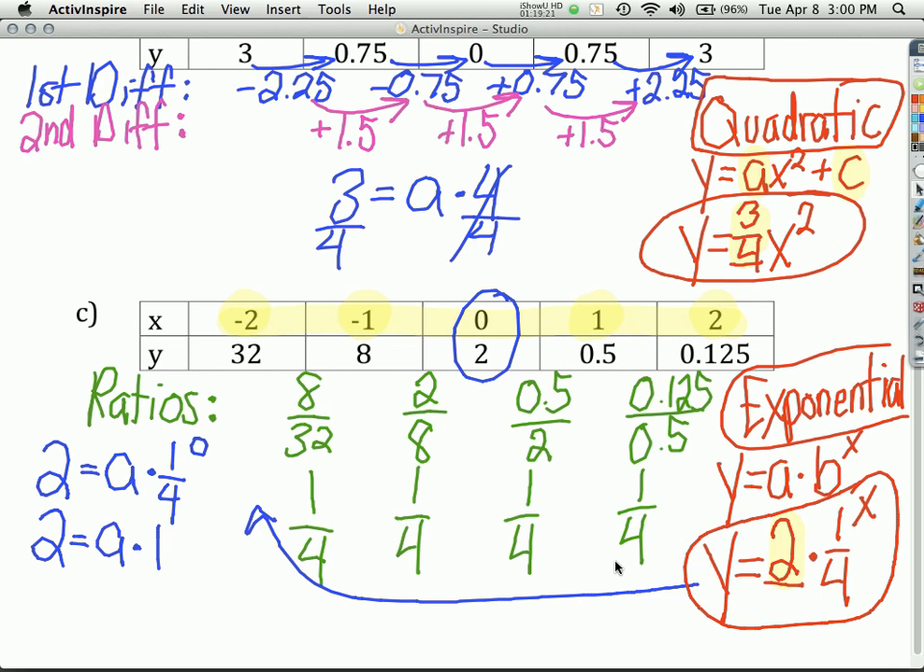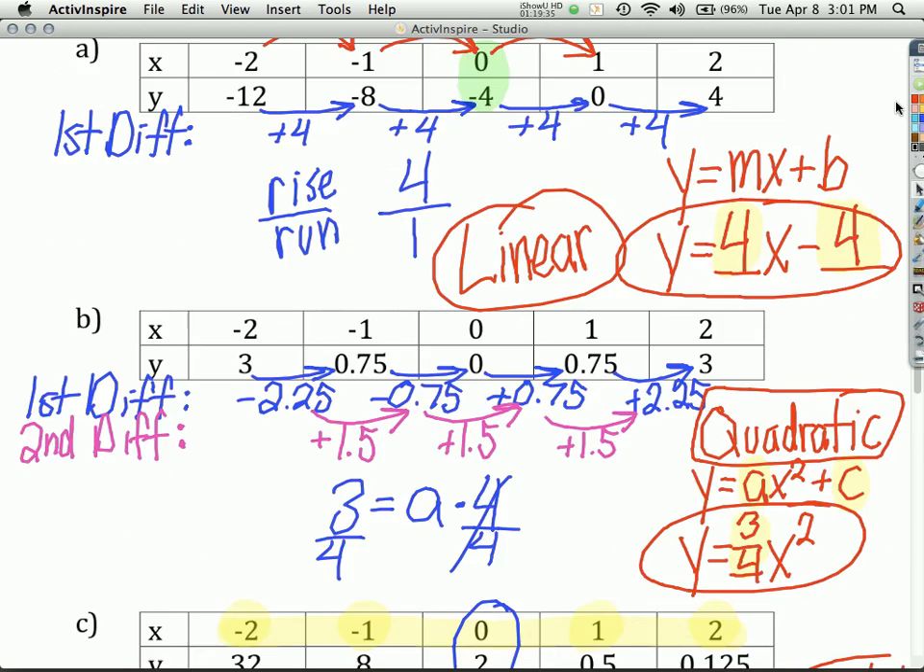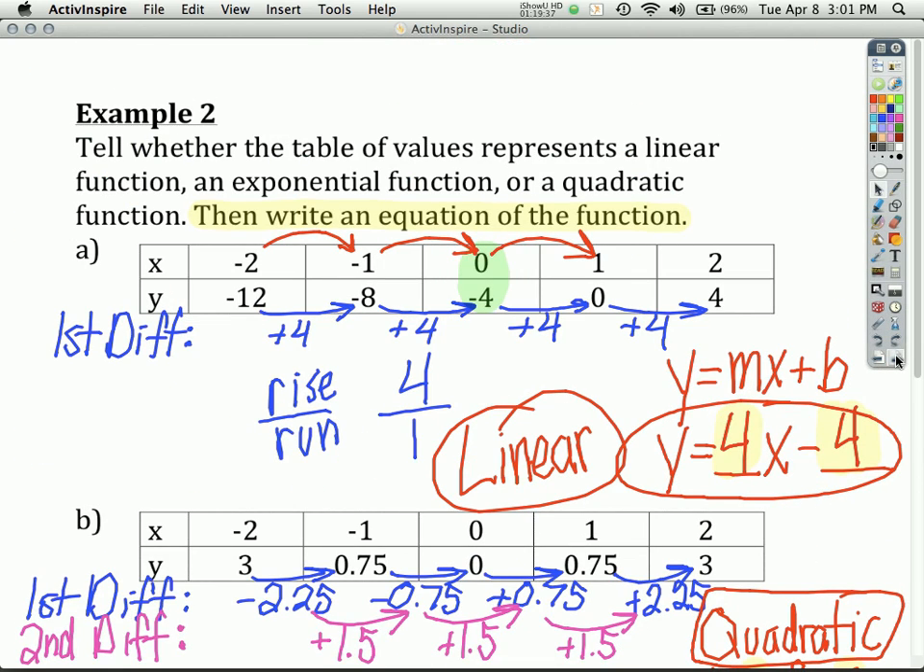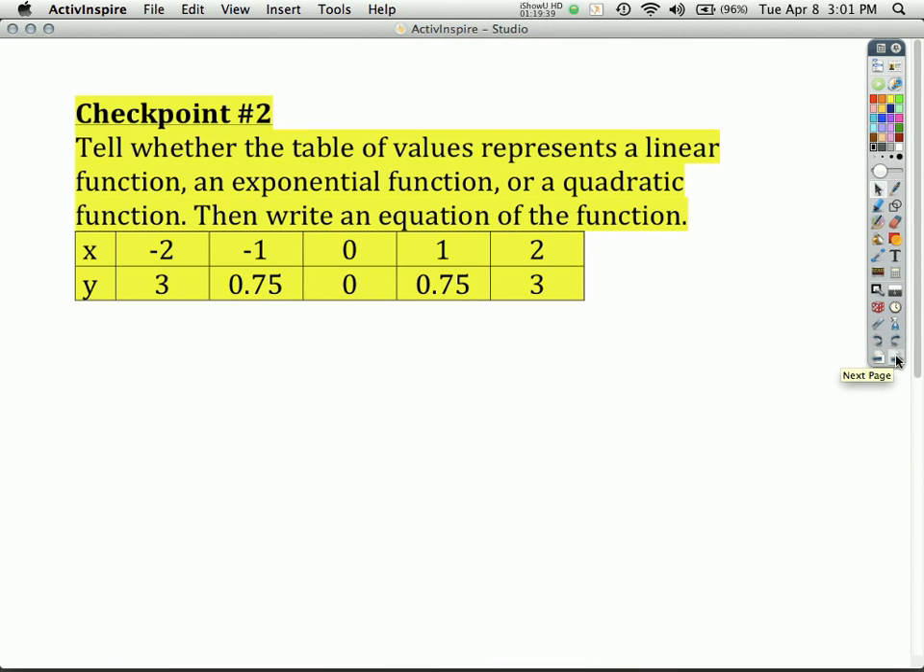Okay? Michaela, yes. I thought it was 2 before we did the equation because 0, 2, ordered pair. I think that's a coincidence, but I will double check for you. Okay? So now you're going to try one on your own. Checkpoint number 2. Tell whether this table is linear, exponential, or quadratic, and then write the equation of the function.